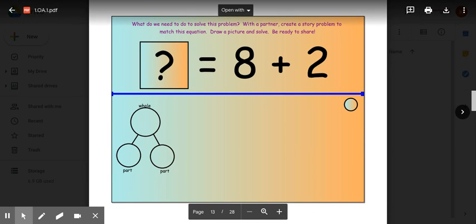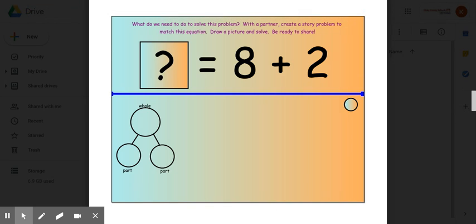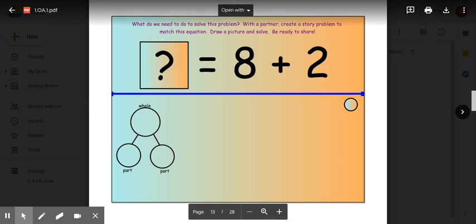For our warm-up for today, we are going to create a story problem to match this equation. Now, this equation is blank equals 8 plus 2. Our equation is backwards, but take a look at our parts. These are the two parts we are adding together. So in just a minute, I want you to pause the video and think of a story problem to match this equation, and I will do the same. Ready? Pause.